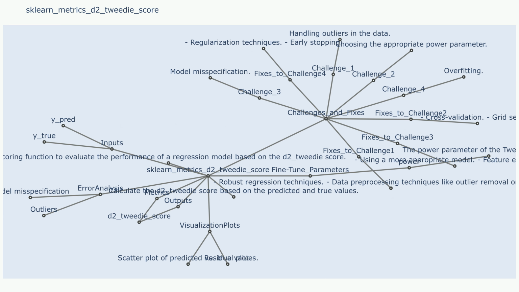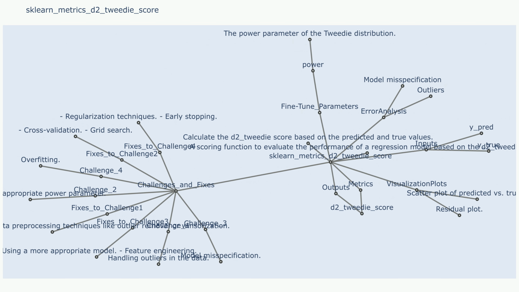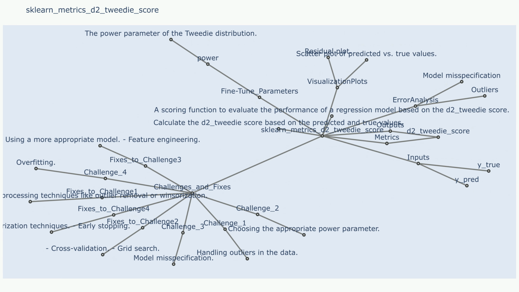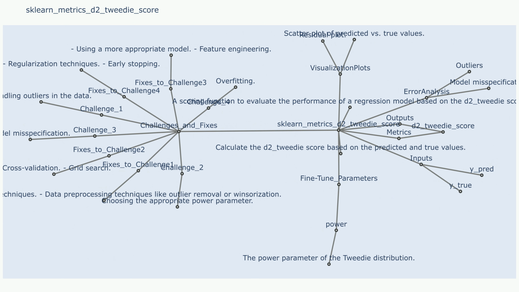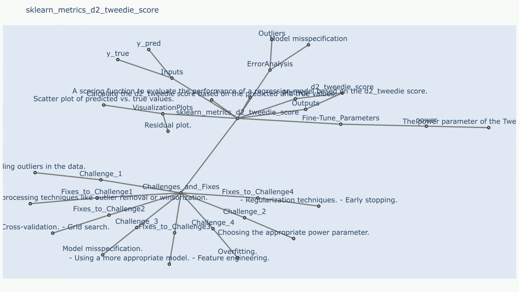Inputs: y_true, the actual target values. An array-like structure of positive continuous numbers. y_pred, the predicted target values. An array-like structure of positive continuous numbers, having the same shape as y_true. Outputs: d2_tweedie_score, a single floating point number representing the squared distance between predicted and actual values. A smaller score indicates better model performance, with 0 representing perfect prediction.